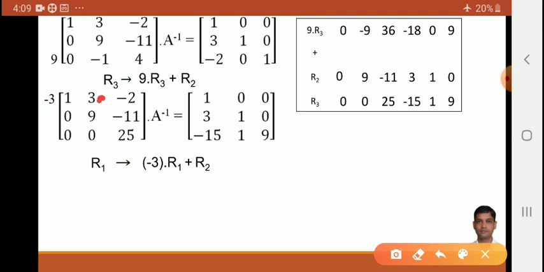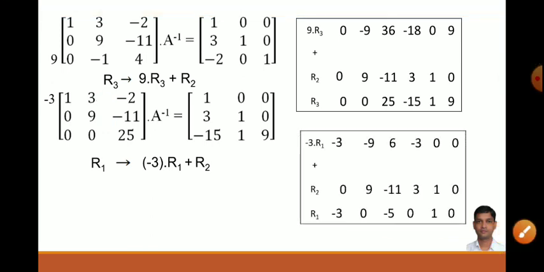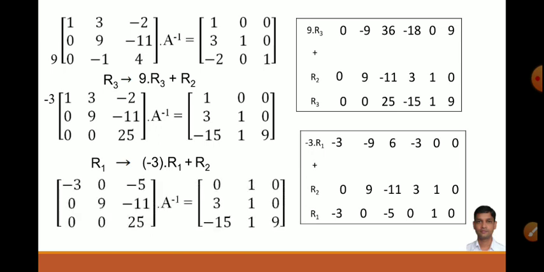Minus 3 into 3 minus 9, and minus 9 plus 9 becomes 0. Okay, so minus 3 into R1 plus R2. Do the calculations. Minus 3 into R1, multiply by minus 3, plus R2. Do the calculations. Okay, so we now have 0 0 0.